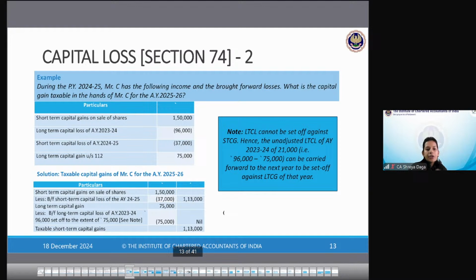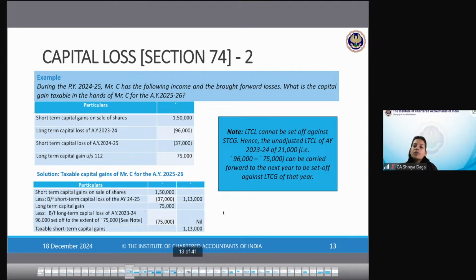Okay. So if you wanted an example on this case, we are talking about shares. By shares, you assume we are talking about equity shares subject to STT. That means we are referring to short-term capital gain under 111A, long-term capital gain under 112. Okay. So you have a STCG on sale of shares, 1,50,000. You have brought forward short-term capital loss, 37,000, long-term capital loss, 96,000.